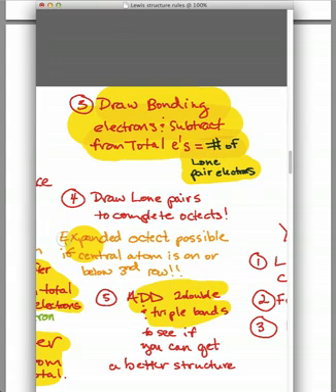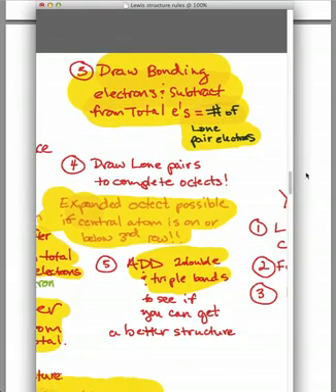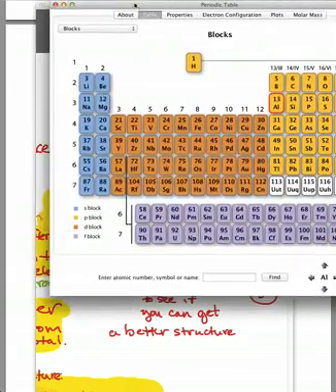Okay. Now, an expanded octet is possible if your central atom is on or below the 3rd row of the periodic table. That's due to the fact that once we get to the 3rd row, we have all these orbitals found, the 5 orbitals in the d subshell.